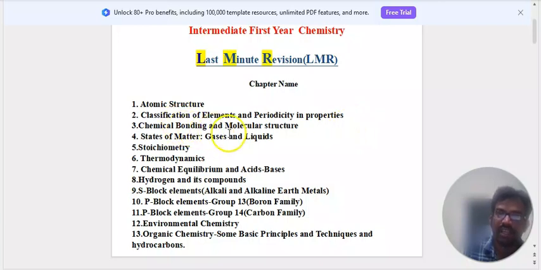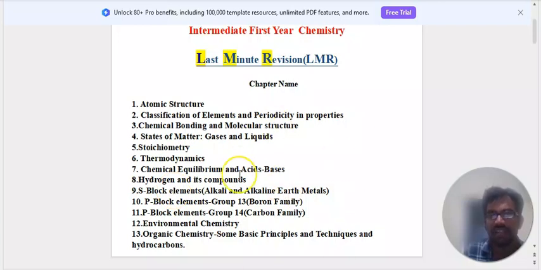Third one is chemical bonding and molecular structure, and fourth one is states of matter, gases and liquids, and fifth one stoichiometry, and sixth one thermodynamics, seventh one chemical equilibrium and acids and bases, and eighth one hydrogen and its compounds, ninth one S block elements, which you can call the alkali and alkaline earth metals, and tenth one is the P block elements, the group 13 elements, boron family, and the eleventh chapter is the P block elements group 14, called the carbon family, and twelfth one is environmental chemistry, and thirteenth one is organic chemistry, some basic principles and techniques, and hydrocarbons.